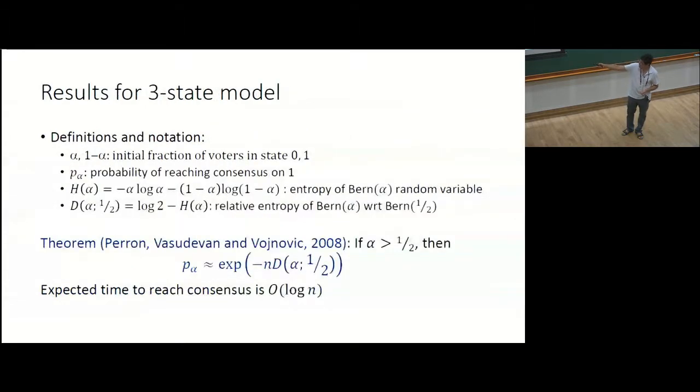Okay, so they studied this model and showed that the error probability is exponentially decaying in the population size and depends how far your initial value is from half. If you're very close to 50-50, you are still very likely to make an error. But if you're far away, you do well. And D here is the relative entropy function.